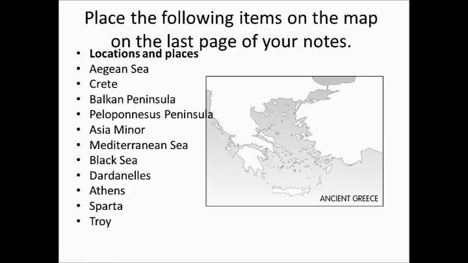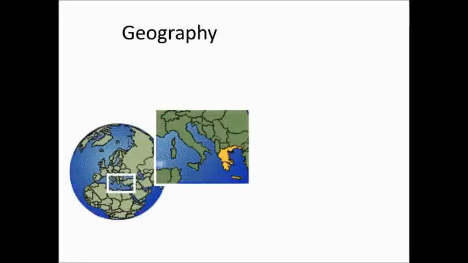Okay, so now Troy, the famous city from the Trojan War. It's going to go over here in Asia Minor. Okay, and lastly, the home of Alexander the Great, Macedonia. That's going to go up here. We got the map labeled.